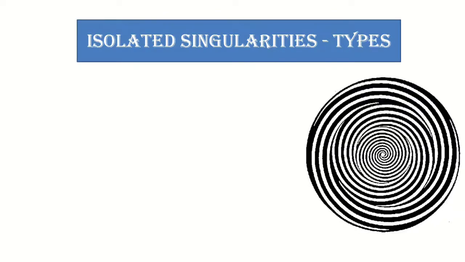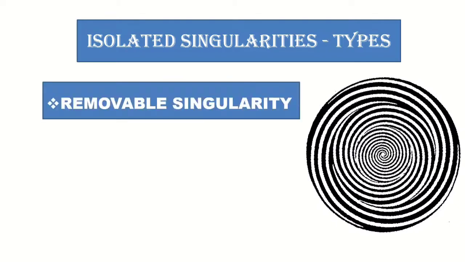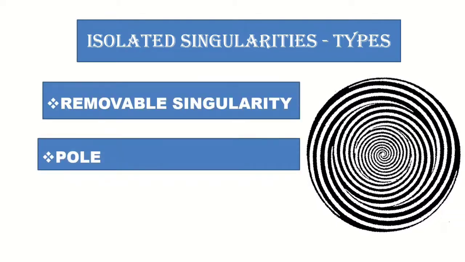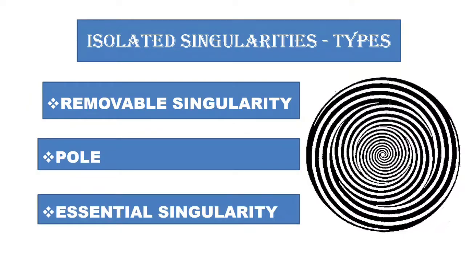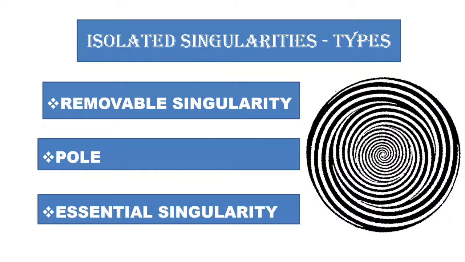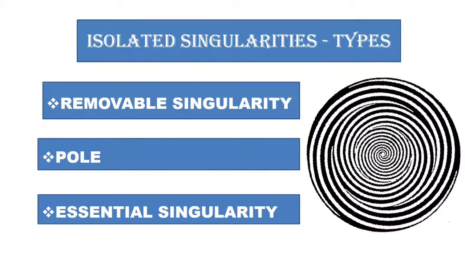Isolated singularities are classified into three different groups. They are removable singularity, pole, and essential singularity. This classification is done with reference to the negative powers of the Laurent expansion of the function about the singular point.